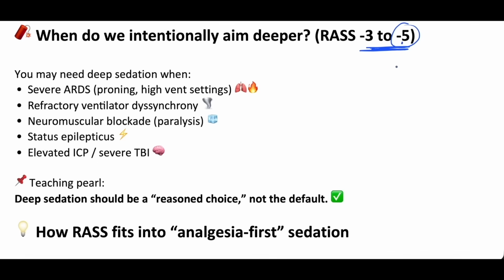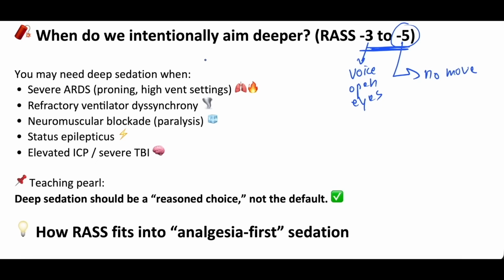And as a reminder, what is -5? Who can think of it? -5 is even with physical stimulation, there is no movement. The patient does not move. What is -3? -3 is voice. They'll open eyes, but they won't look at you. So just to keep the longitudinal learning here going.